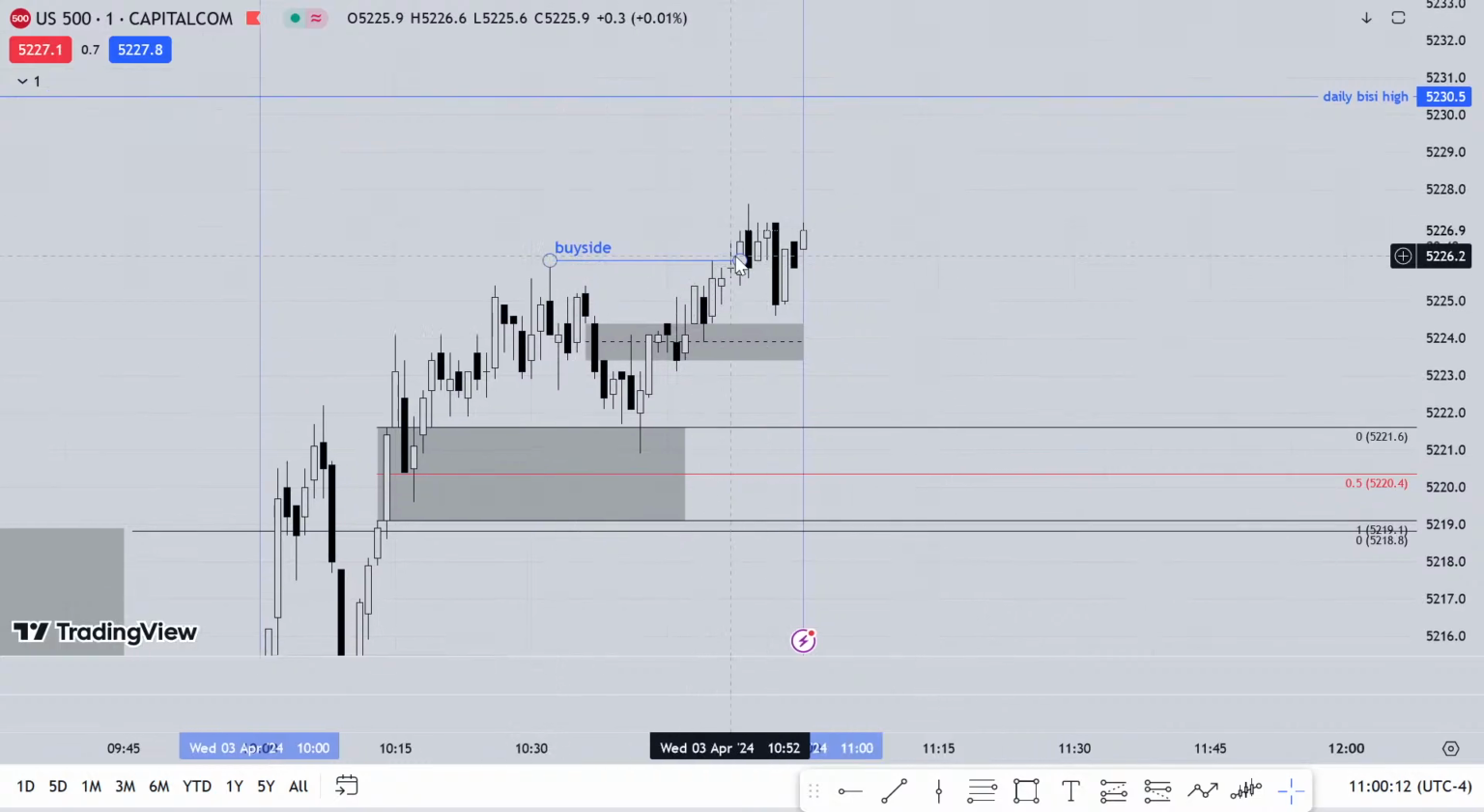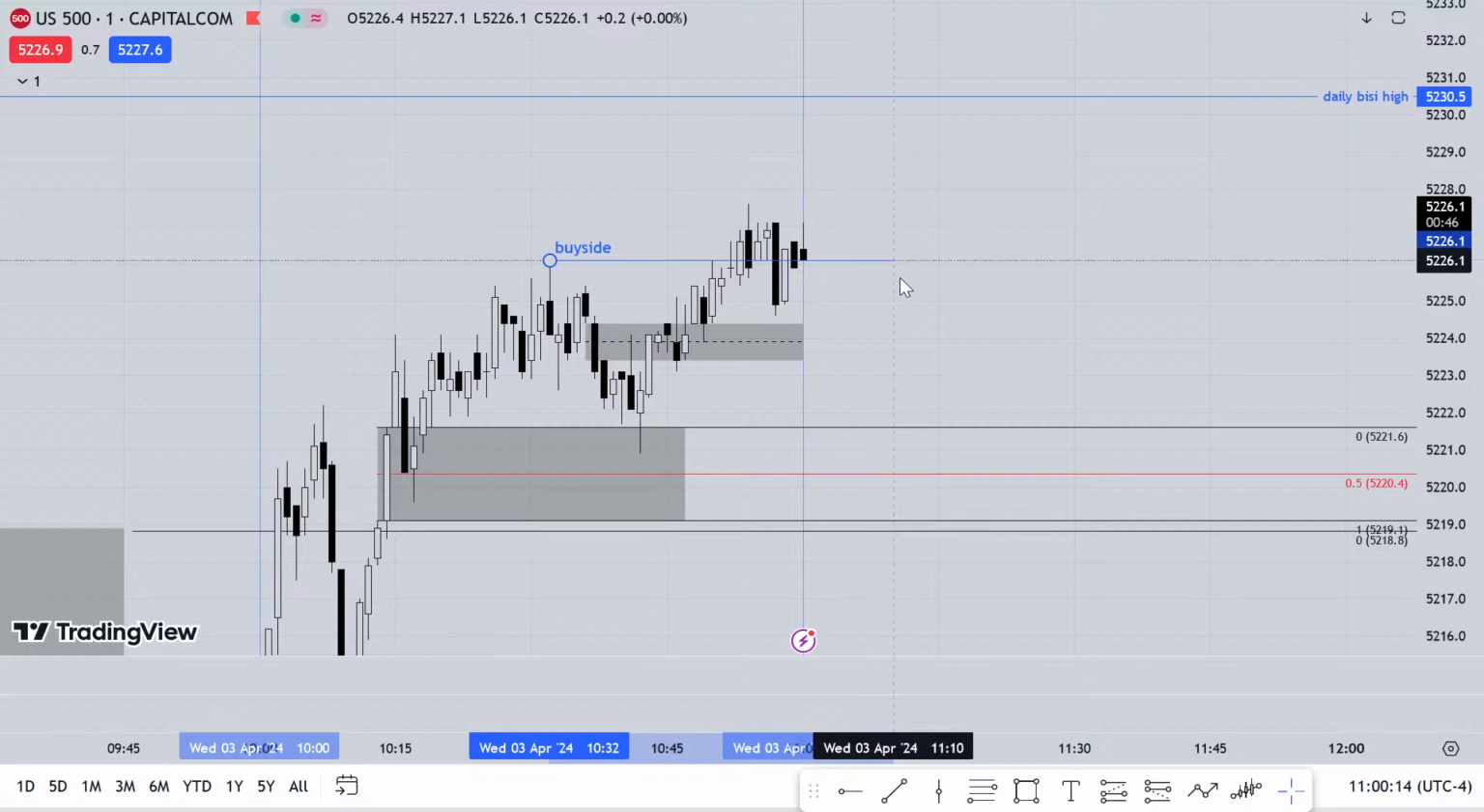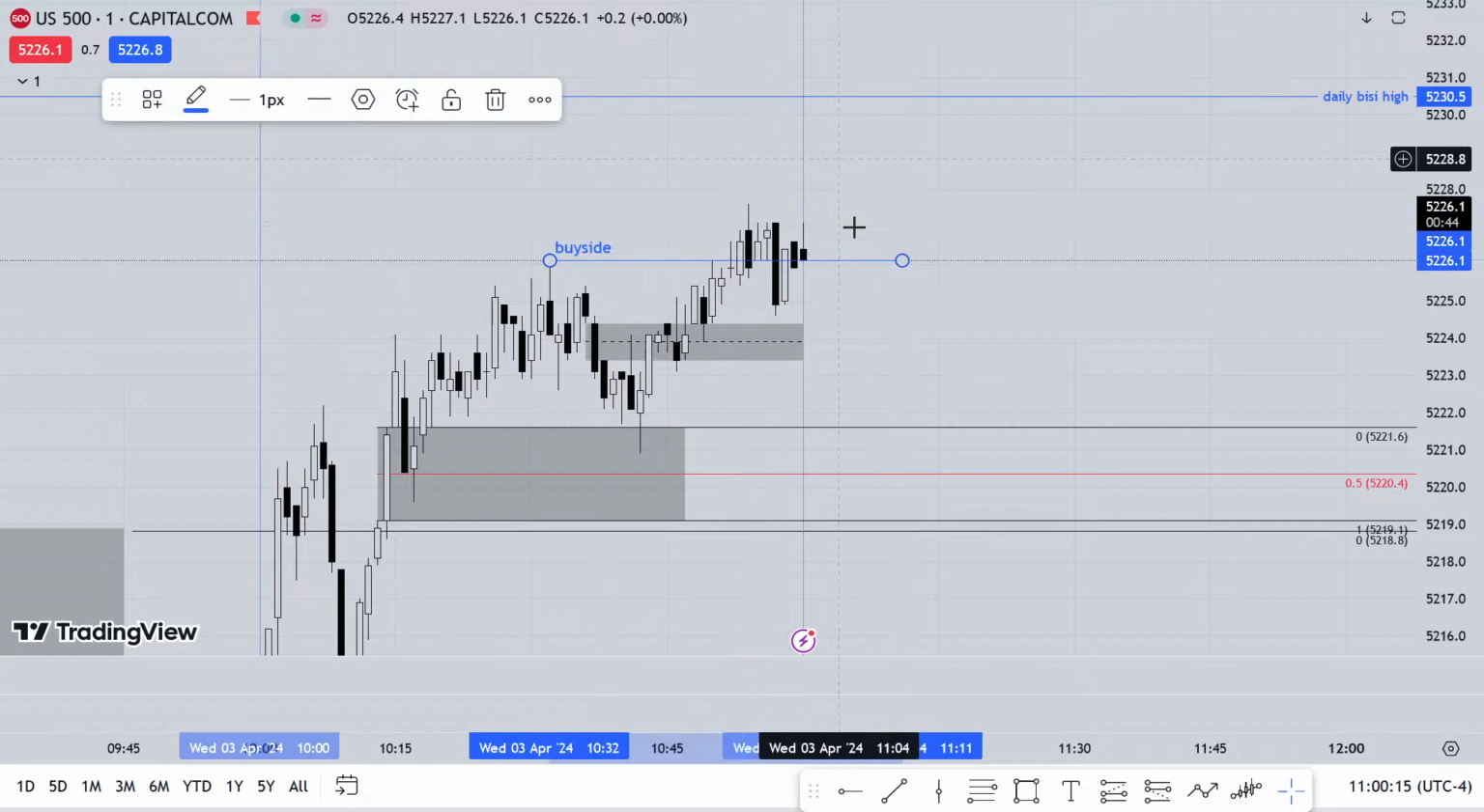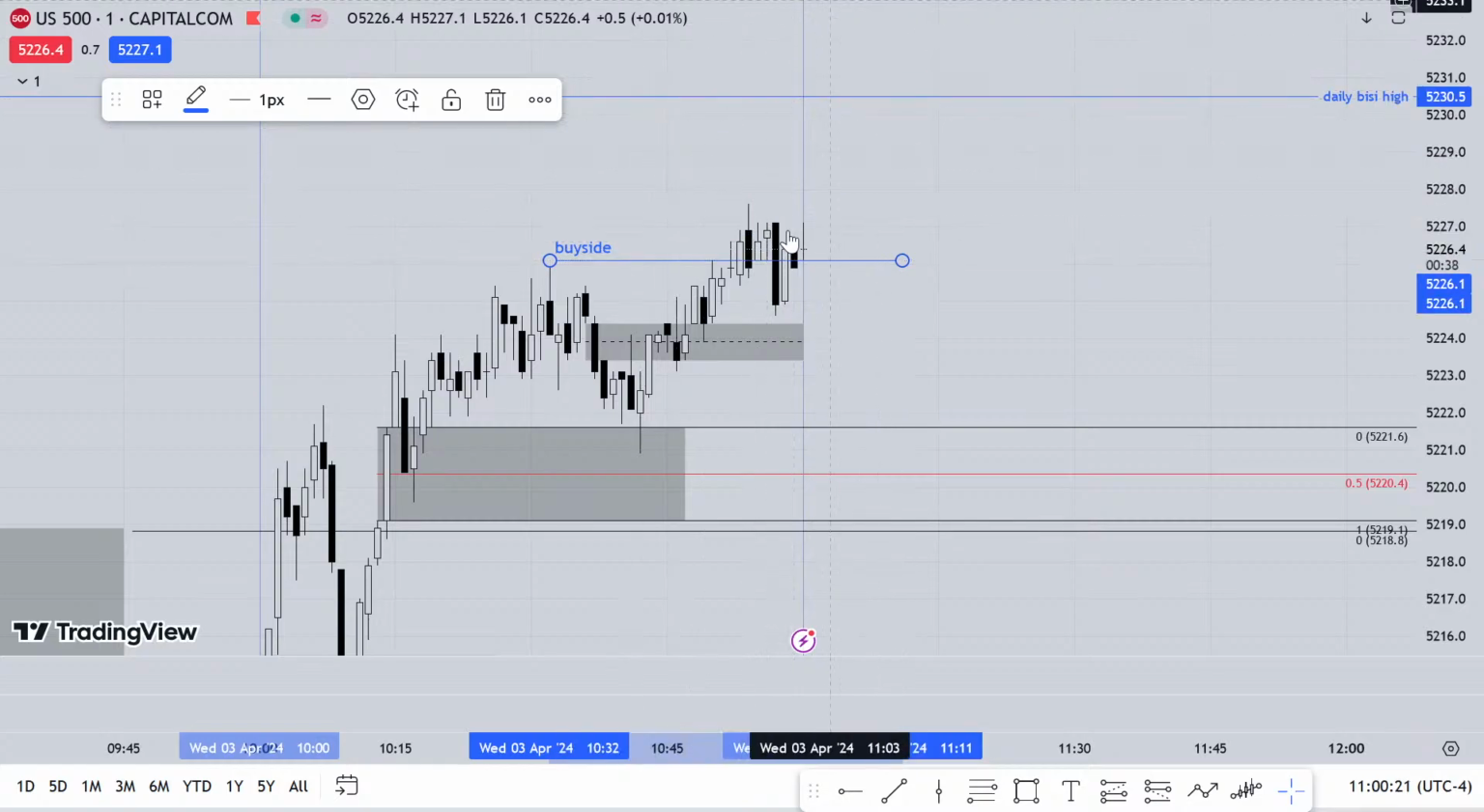So you see why this is a liquidity sweep in comparison with the liquidity purge, because price is still interested in buy side resting above here, even after picking out buy side.